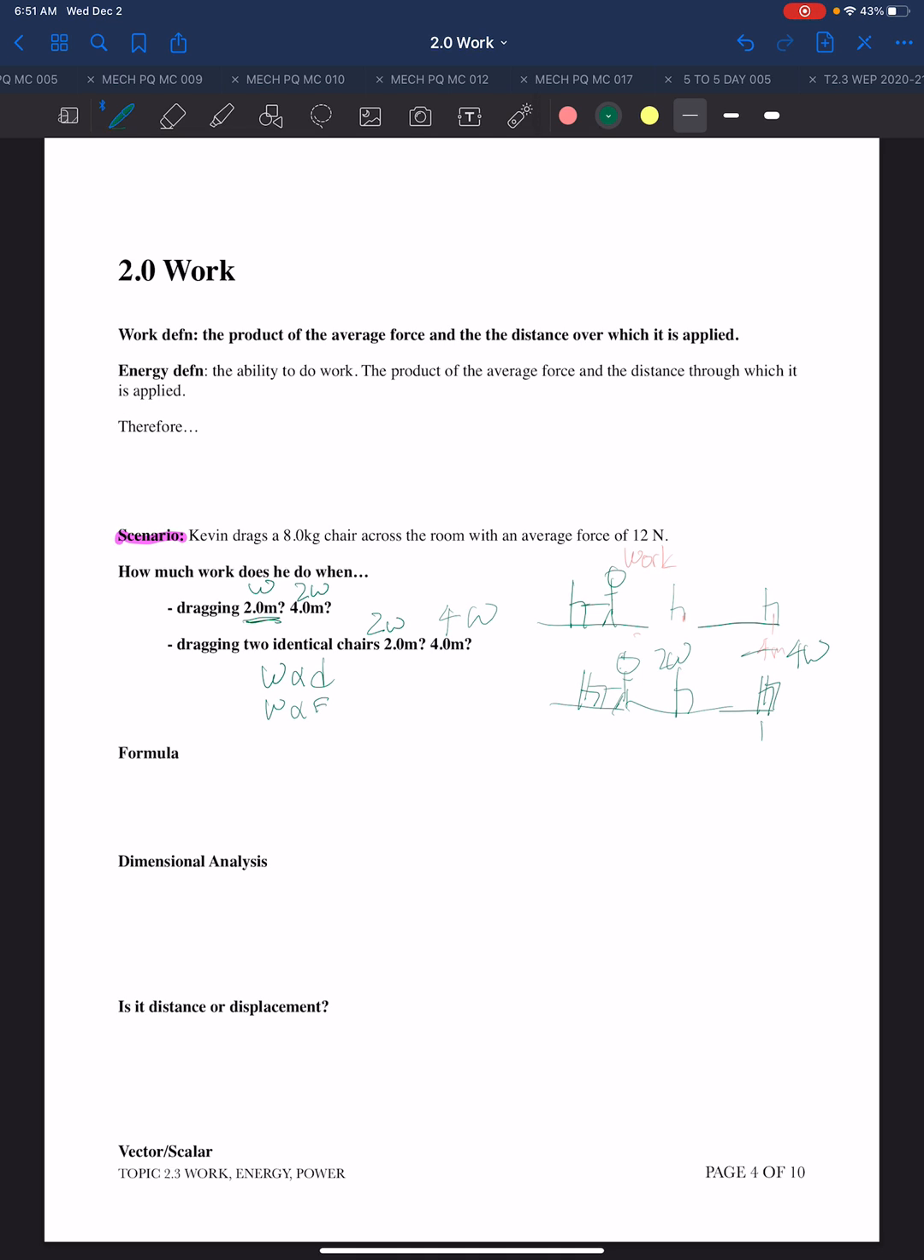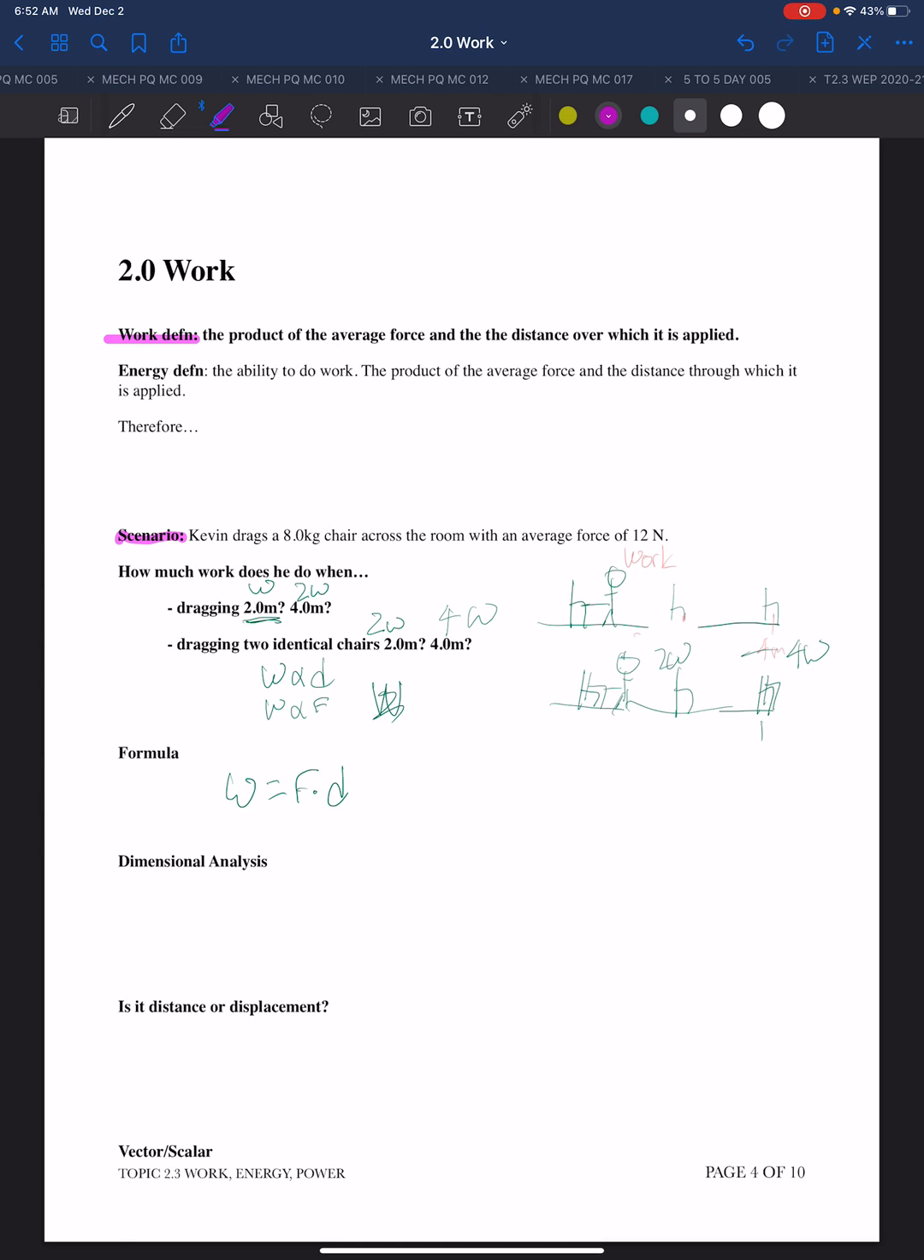So work is directly proportional to the distance. It's also directly proportional to the force. And that leads us to the formula: work is force times distance. So if we go up to the top and look at our definition of work, it is the product of the average force and the distance over which it's applied.